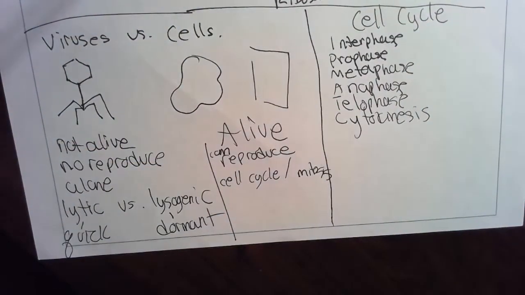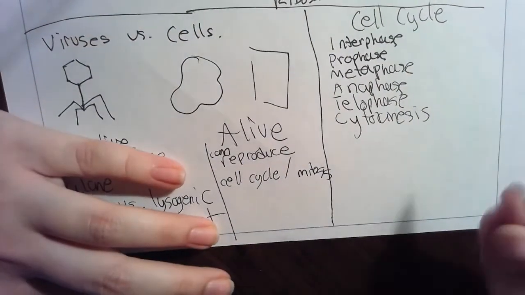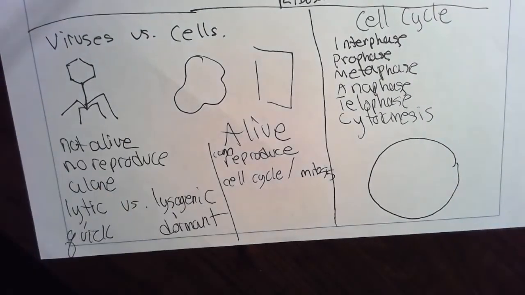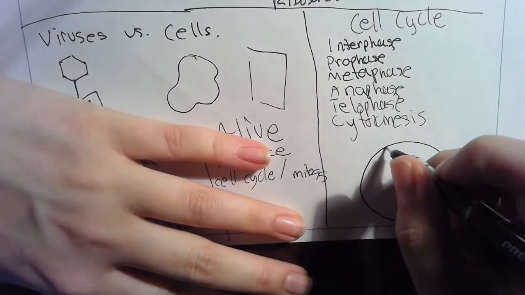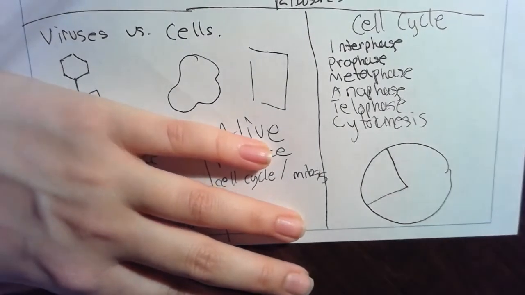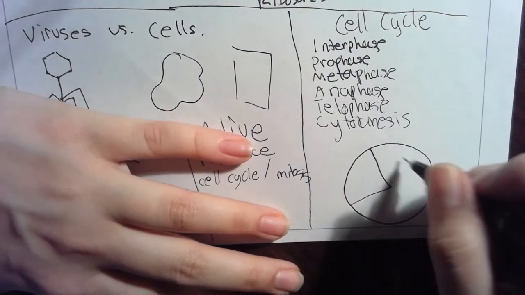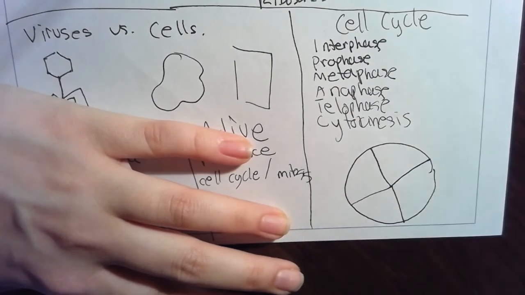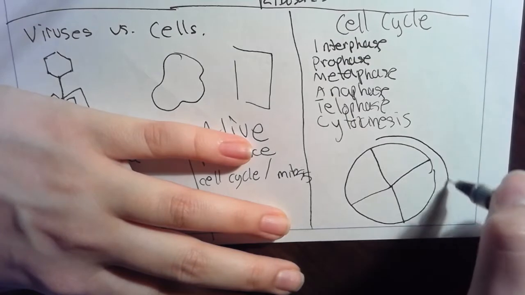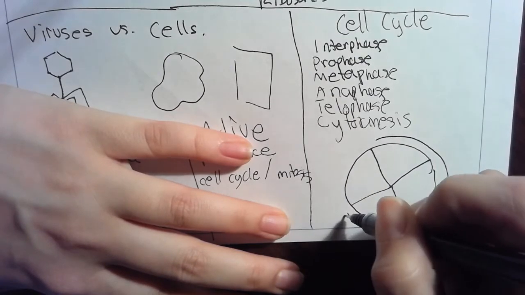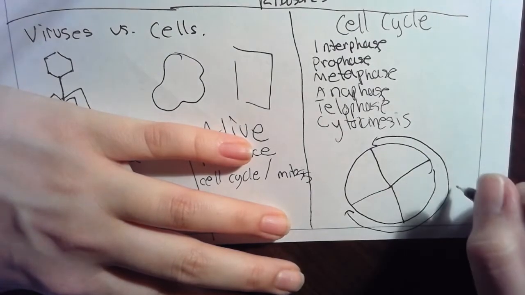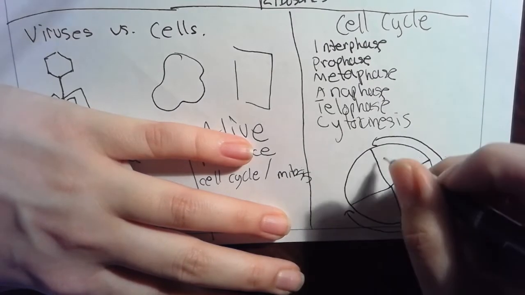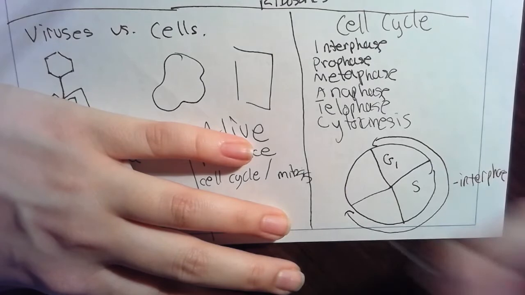And then we can visualize this in a little wheel like this. If we remember, interphase takes up the majority of this wheel. Interphase would be this whole thing, and interphase is divided into 3. This whole thing right here is interphase, and then you have G1, S, and G2.